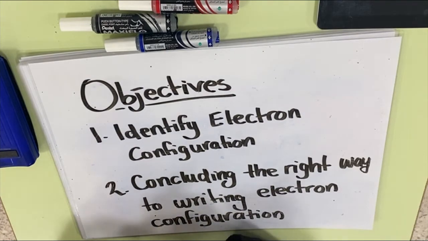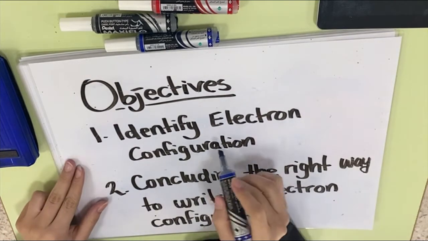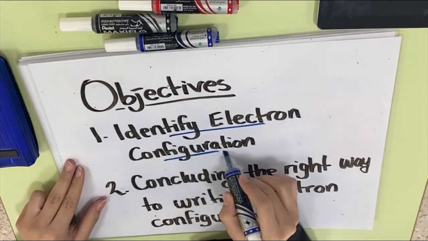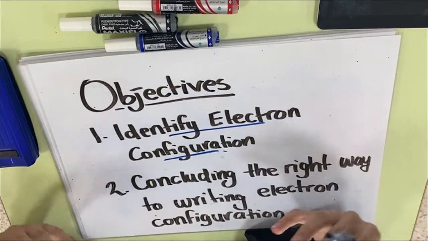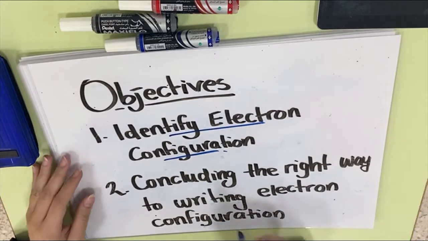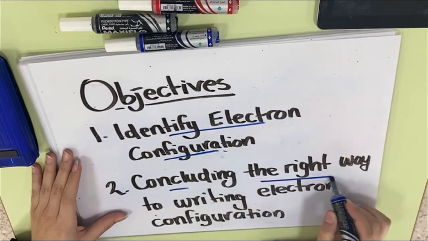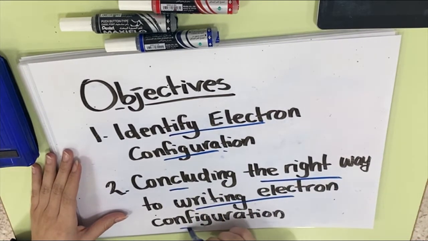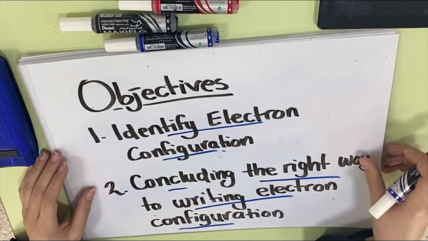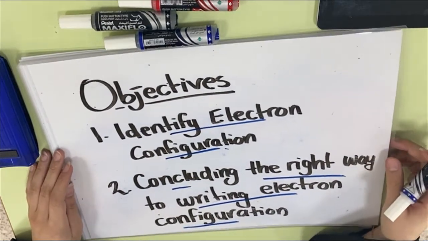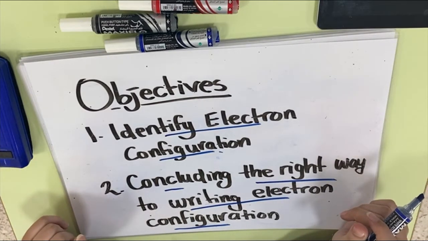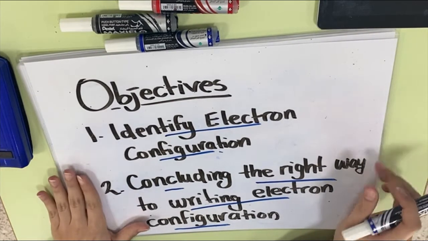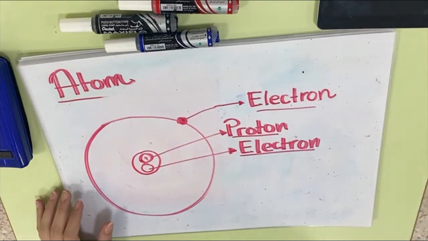Our objectives for this recorded lesson are to identify electron configurations. We need to know what electron configurations are, what they mean, and why we need them. And we will be concluding the right way of writing electron configurations, which is the core of this recorded lesson. You will have to watch this recorded lesson before live session 2 because this is video number 2.